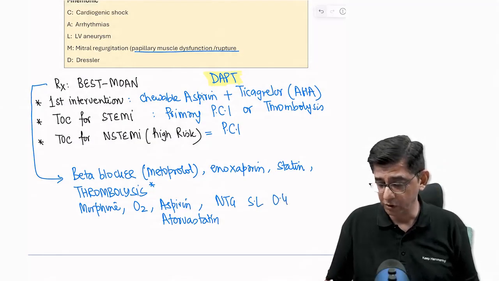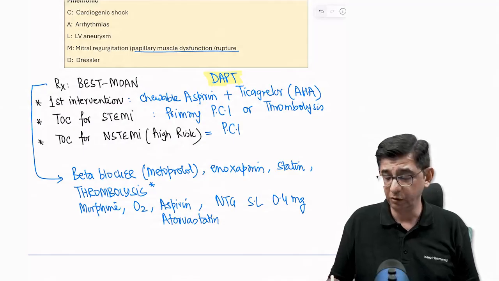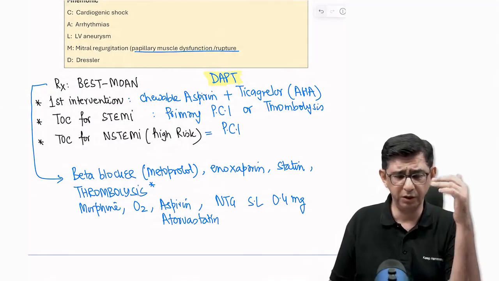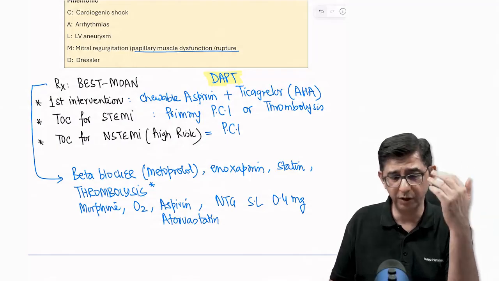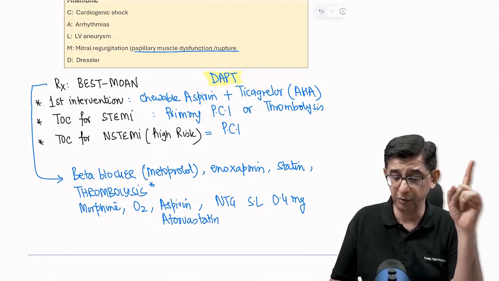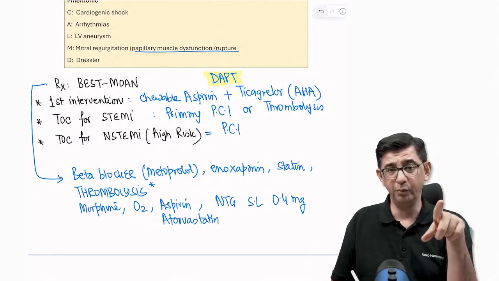Nitroglycerin dose is 0.4 milligram that can be given 3 times at a gap of 5 minutes. Like you can give one tablet right now, then you can give a second one after 5 minutes, but always check the BP because nitrates always cause hypotension.